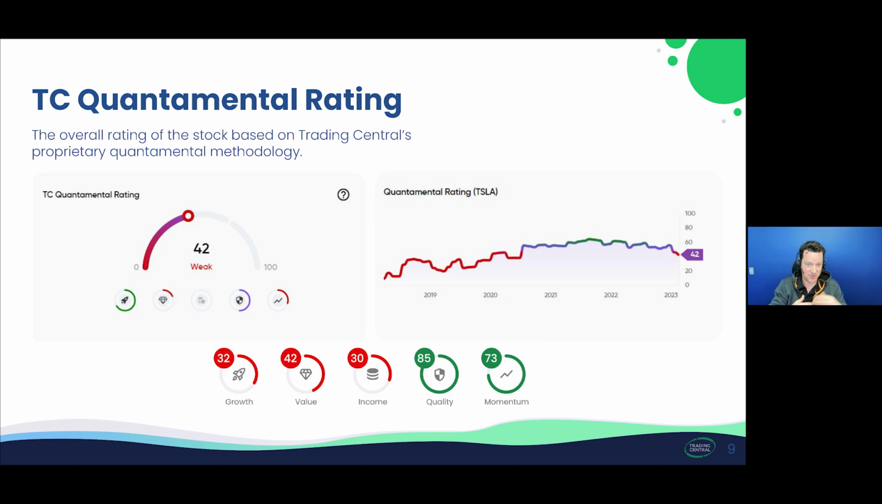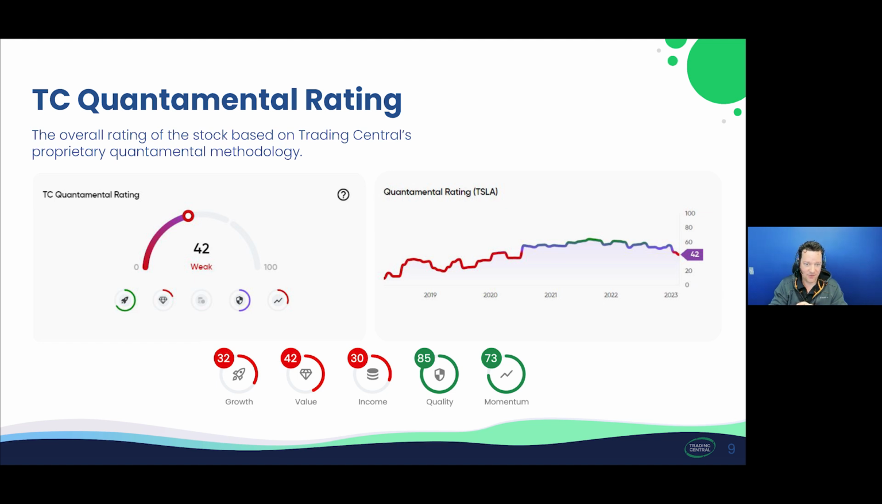Again, the scale is from 0 to 100, with 0 being the most bearish and 100 being the most bullish. And it's very hard to get a 100 in this rating system. You'll see that in a minute, but it's very strict in how we rate companies. But again, the 0 to 100 is pretty simple and familiar, like a test score we're all very familiar with in grade school. Right? So the TC Quantamental rating uses a bunch of factors. So we use a combination of value, growth, quality, momentum, and income factors as key metrics when we're rating a company.